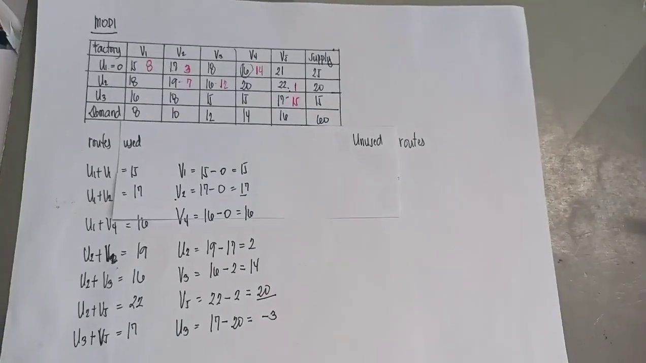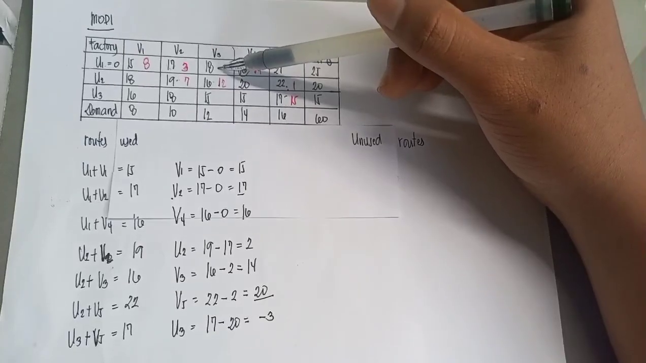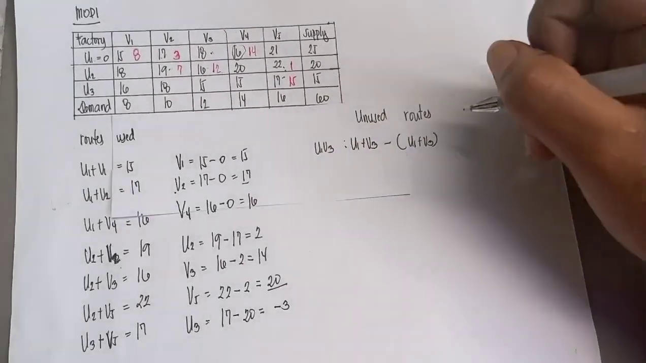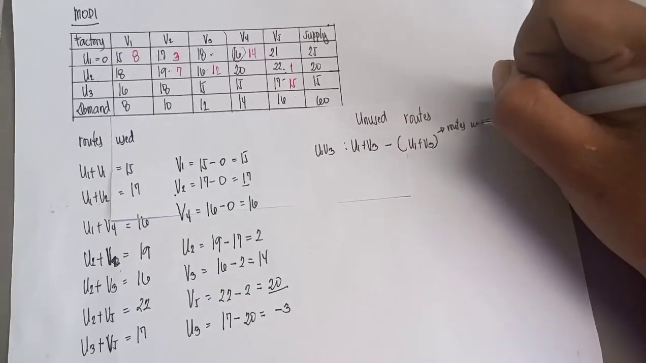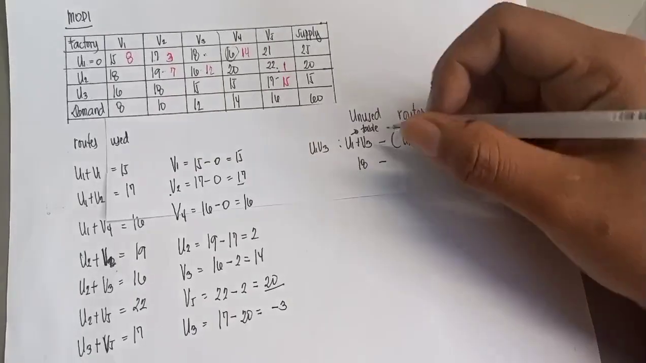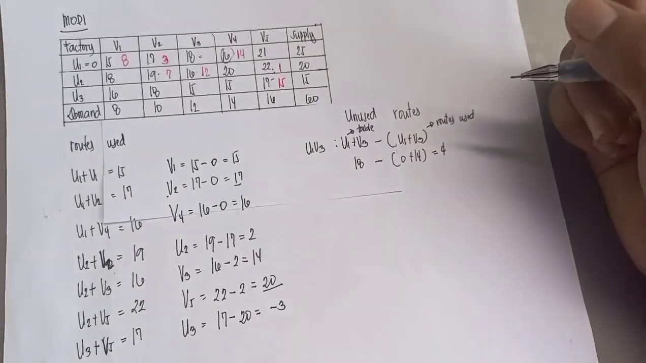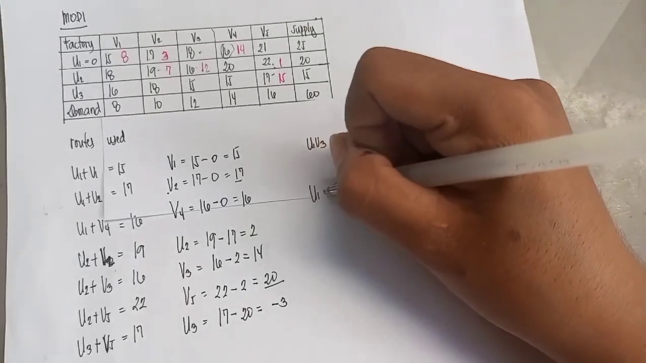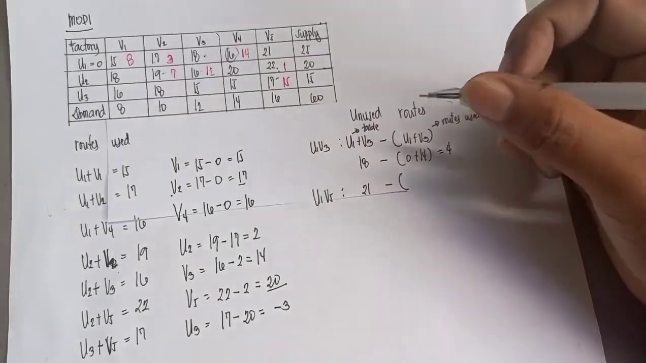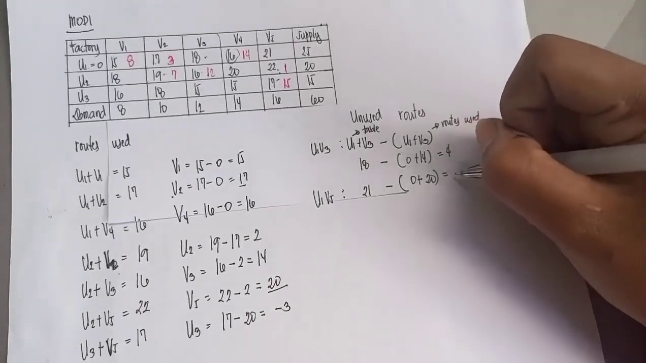Now for the unused roots, we have the U1 and the V3. So U1 plus V3, this is from the table, minus U1 plus V3 from the roots used. So U1 plus V3 in the table is 18, minus the quantity for U1 from the roots used, which is 0, plus V3 from the roots used, which is 14, so we have 4. Next is U1 and the V5. So U1 plus V5 in the table is equal to 21, minus the quantity of U1 from the roots used, which is 0, plus V5 in our roots used, which is 20. So this is equal to 1.